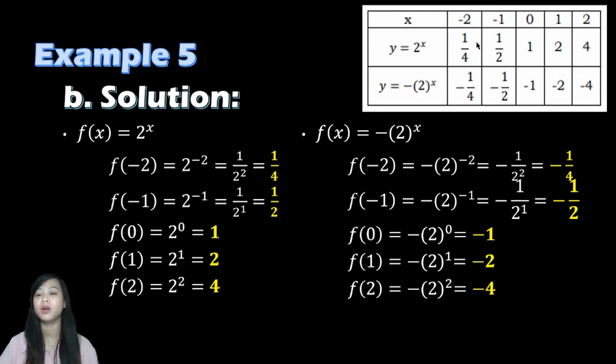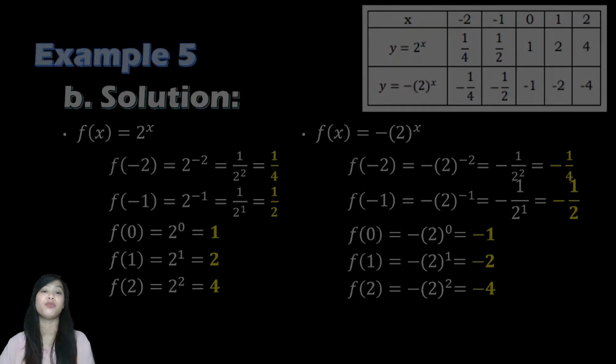For y equals 2 raised to x, or f of x equals 2 raised to x: negative 2, 1/4; negative 1, 1/2; 0, 1; 1, 2; and 2, 4. And for y equals negative 2 raised to x, we have negative 2, negative 1/4; negative 1, negative 1/2; 0, negative 1; 1, negative 2; and 2, negative 4.